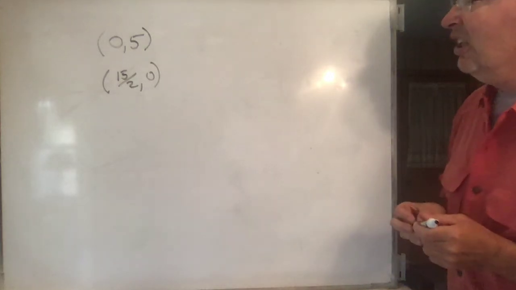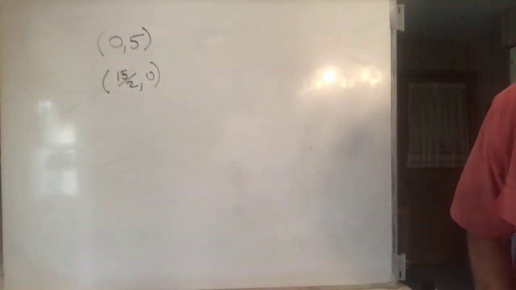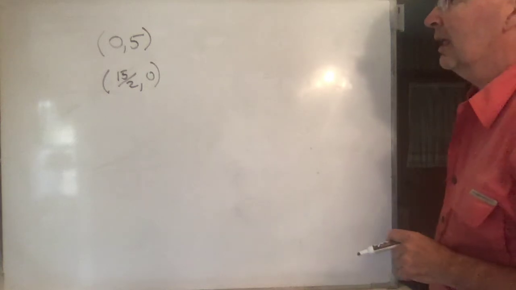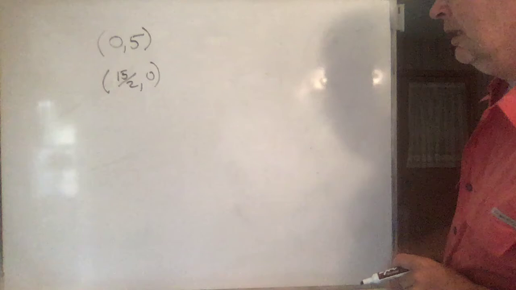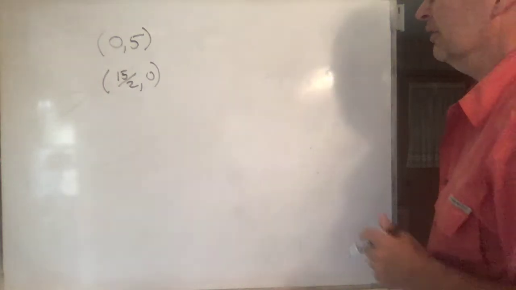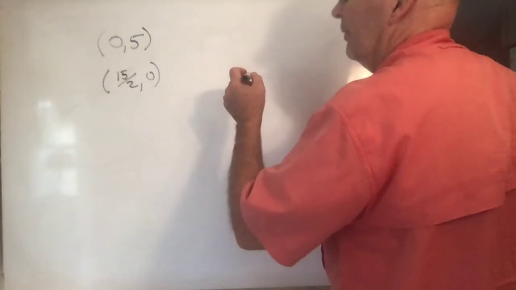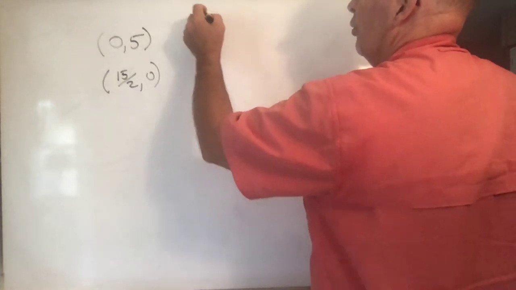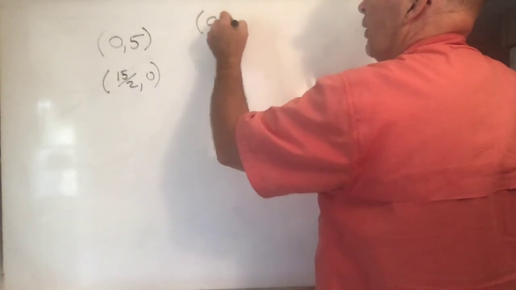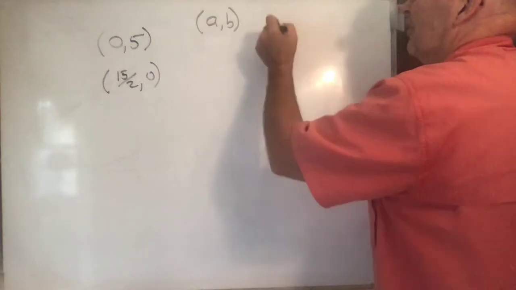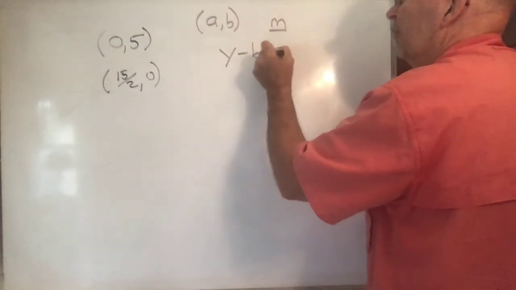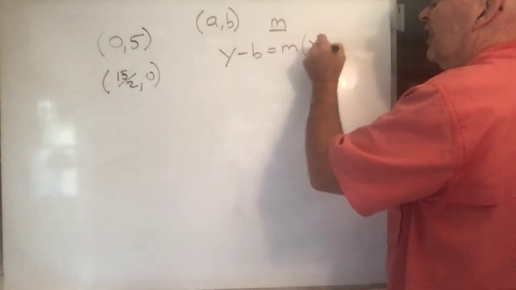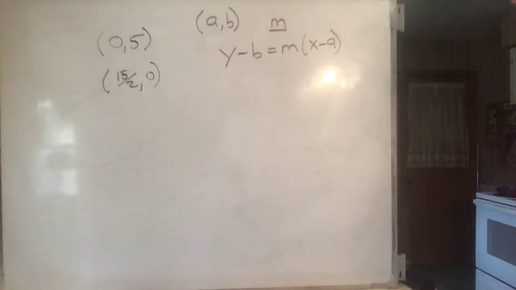Okay, so let's see. How do we go about finding the equation? Here's the method I like. I just know that if you have the point (a, b), and if the slope is m, then the equation of the line is y minus b is equal to m times x minus a. And then you can go from there.